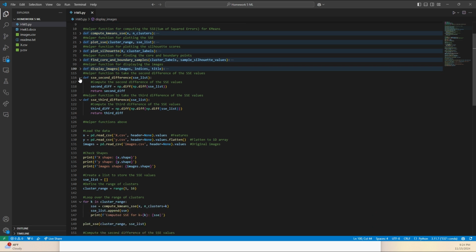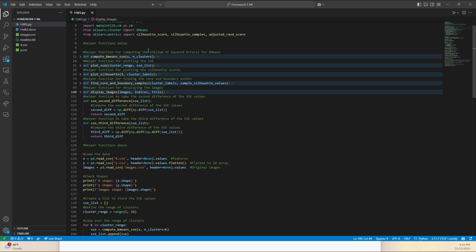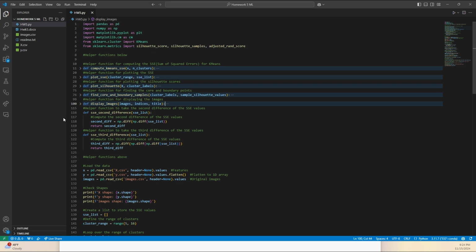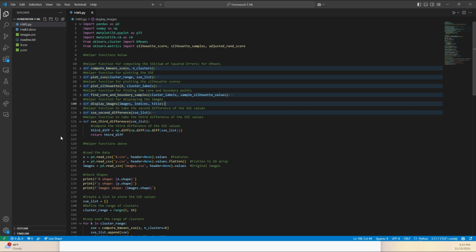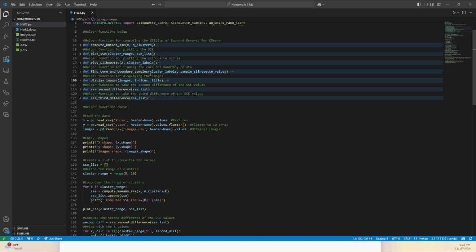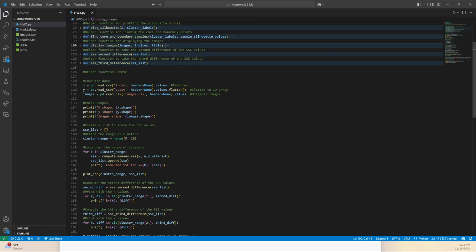This was one of the ways I was trying to verify if my estimated sum of squared errors was helping me to correctly estimate the best k. And then I was taking the third difference as well to further highlight that. So this just reads in the data. I flattened y for later on for computing the ARI.